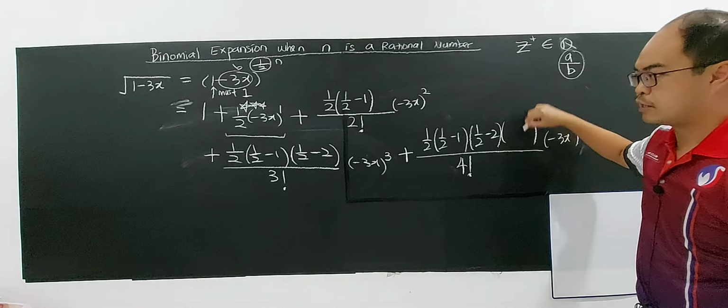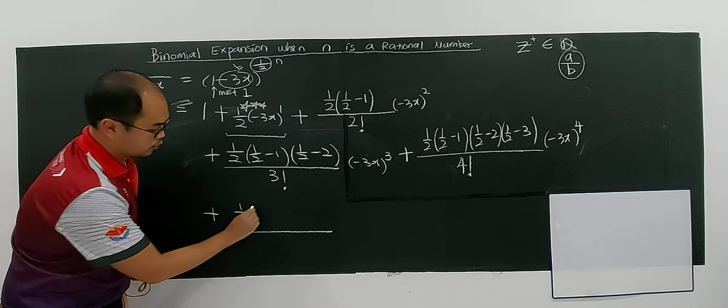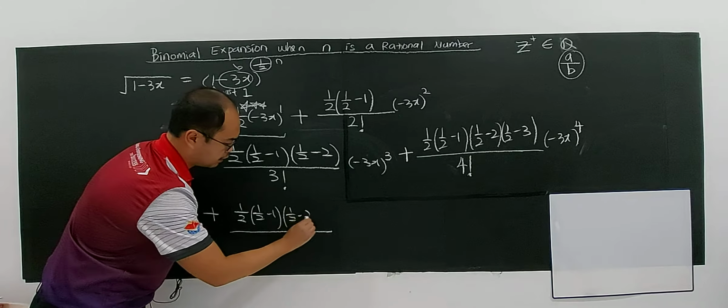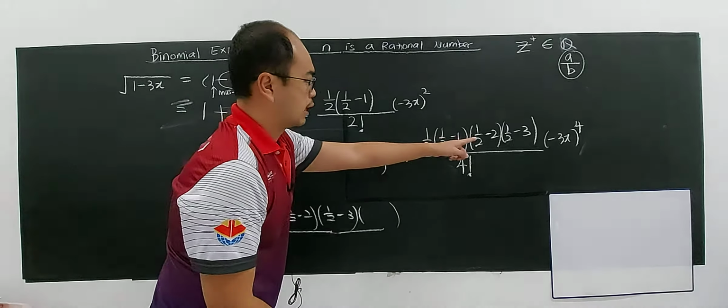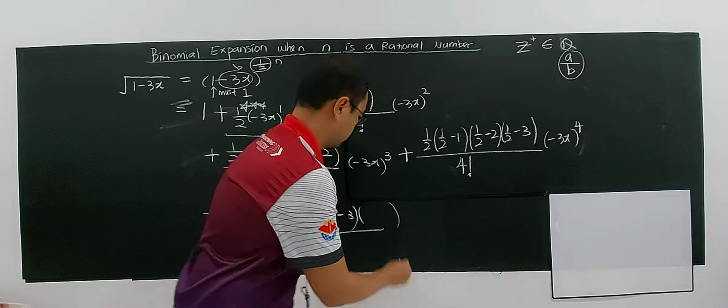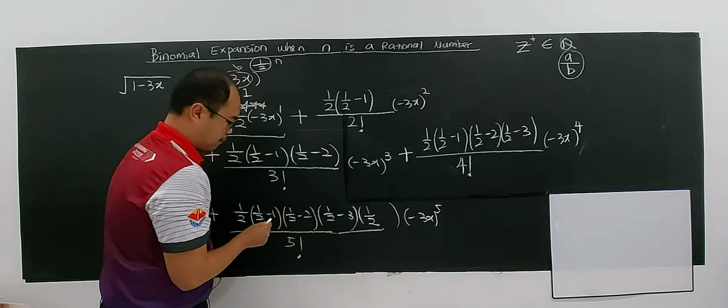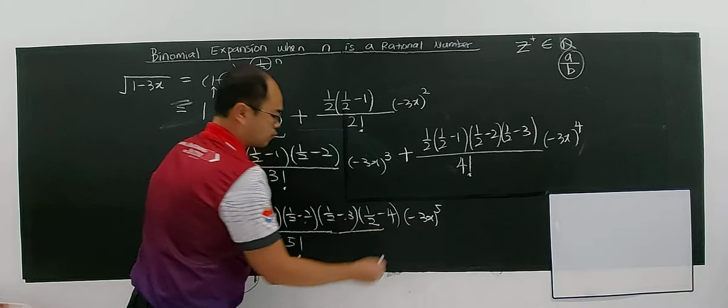Okay, still cannot understand? Doesn't matter. Okay, so let's see again. Copy back this. You expand. It won't finish. 1 over 2, 1 over 2 minus 1, 1 over 2 minus 2, 1 over 2 minus 3. Add another bracket. So now the negative 3x will become power of 5. Divide by 5 factorial. And this one, you try to guess. Minus 1, minus 2, minus 3. This one will be minus 4.